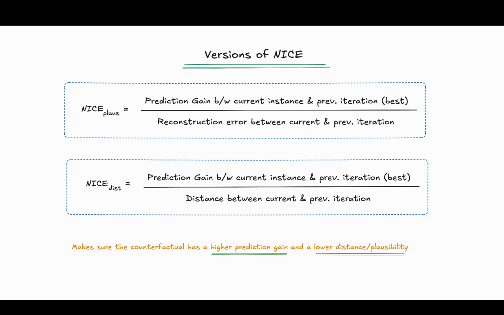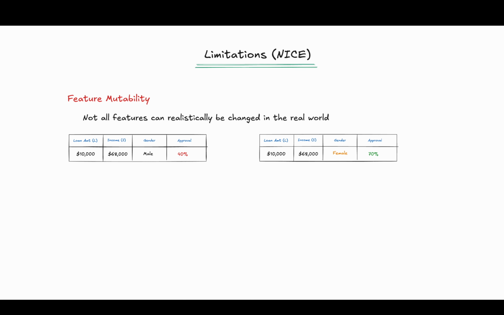Okay, so there are 3 versions of NICE. In this video, we'll have a look at 2, which are NICE plausibility and NICE distance. Versions typically means the reward functions that NICE uses to assign to each of the hybrids that we discussed in the previous slide. And as you can see, in both of the versions, NICE plausibility and NICE distance, it tries to maximize the prediction gain and tries to minimize either the reconstruction error or the distance.